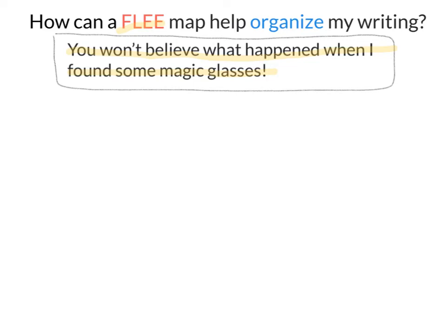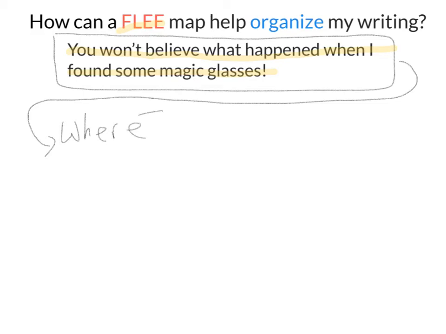I'm not saying you should copy mine down, but I'm saying your introduction should get the reader ready for what's about to happen. And then we want a sequence. That means put things in order. And as a reader, the first thing I would want to know is, where did you find those magic glasses?